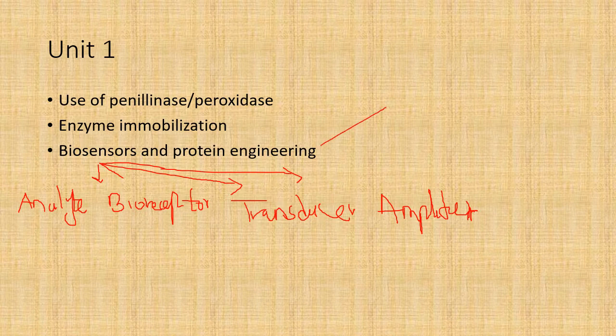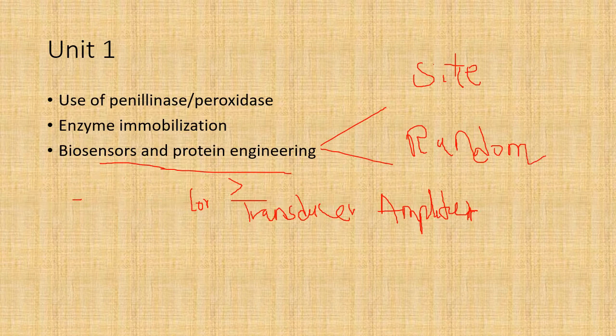In protein engineering, just remember that there are two types of mutagenesis: site directed and random. Site directed mutagenesis is basically something that is specific to a particular site, but random mutagenesis can occur anywhere.